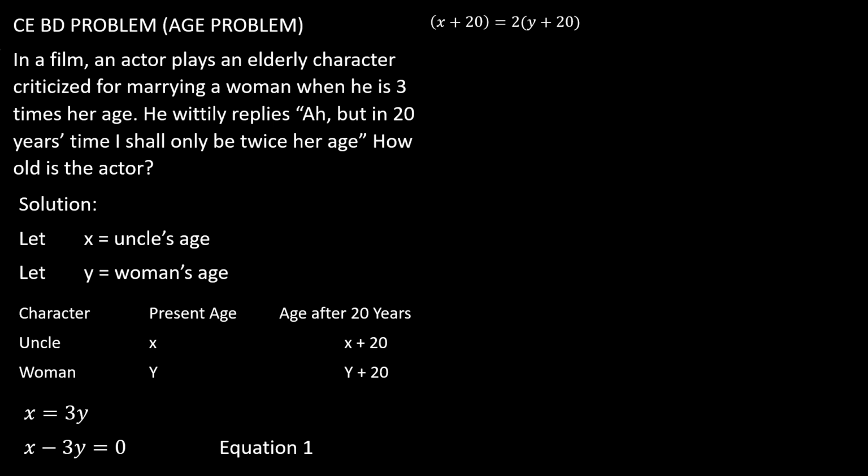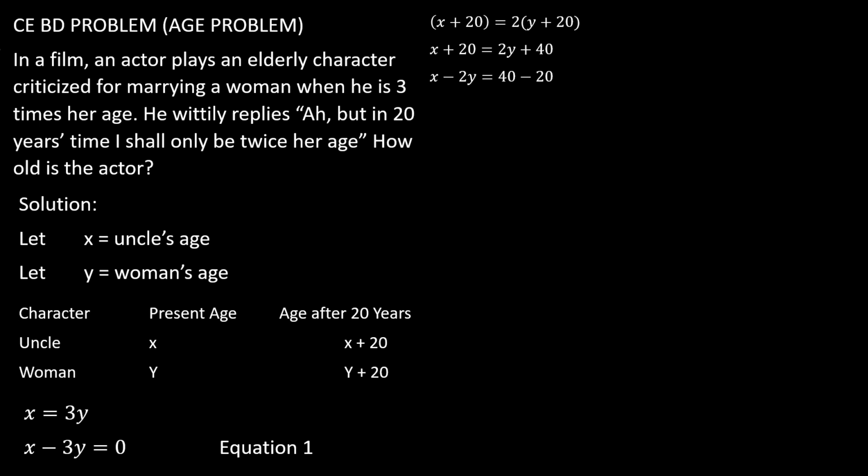Our next equation will become x plus 20 equals 2 times y plus 20, since it was also mentioned in the given problem that 20 years after, the man who married the woman will be twice her age. And then in this given equation, at the right-hand side, let us distribute 2 to y plus 20. After multiplying 2 to the terms of y plus 20, our equation now is x plus 20 equals 2y plus 40.